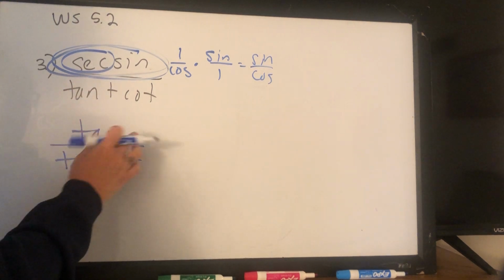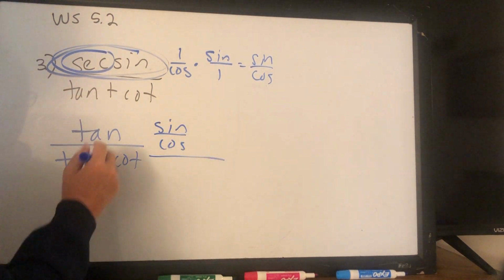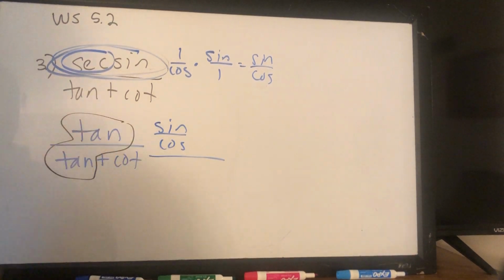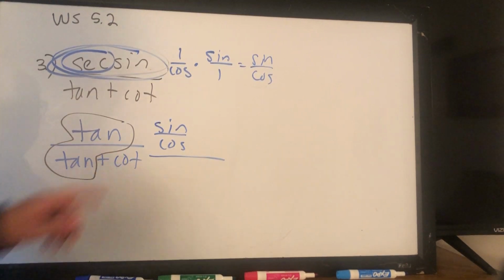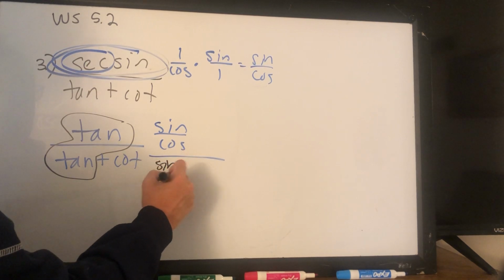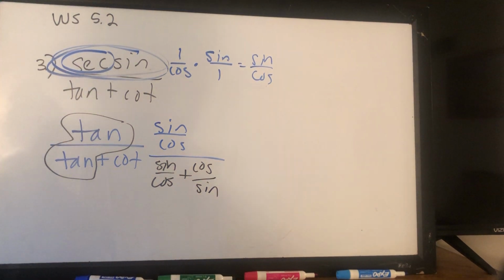So let's look here. Tangent on top is the same as sine over cosine. I'm going to go back to that. These do not cancel. This is where some of you will try to cancel that. Cannot cancel that because of the plus. Tangent goes with the plus cotangent. Can't do it. So on the bottom, we're going to have sine over cosine plus cosine over sine. Okay? We are going to have to smush those together.